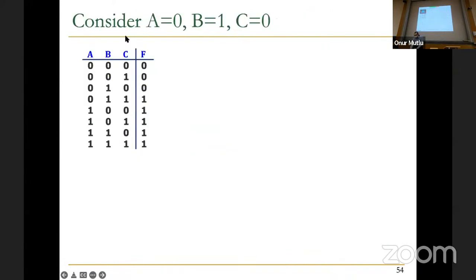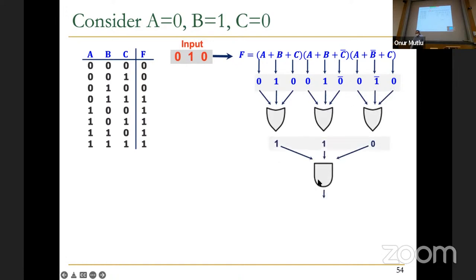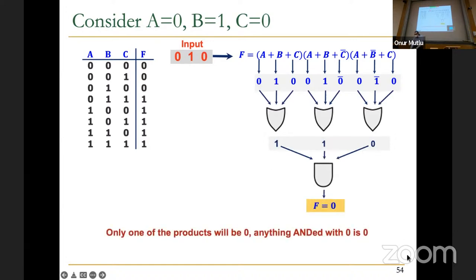Okay, so let's consider another input over here, 010. And this was the function as we expressed it. If you plug in 010 for A, B, and C, this is what you would get. Essentially you would OR these because these are the sums, and you would AND these because you have a product of sums in the end, and the function evaluates to zero as expected. Only one of the terms will be zero, and anything ANDed with zero is zero, as we discussed earlier. Therefore, the output is zero.